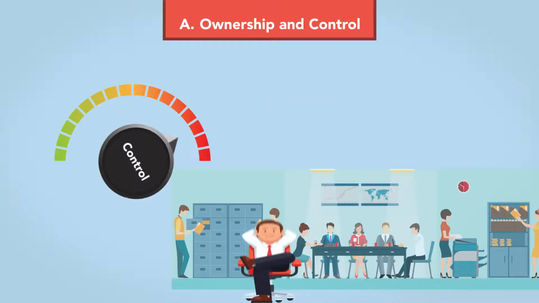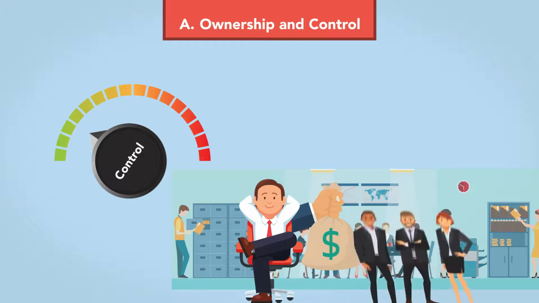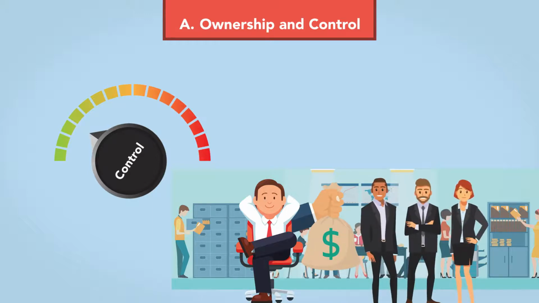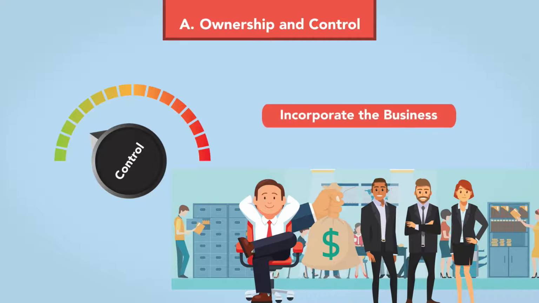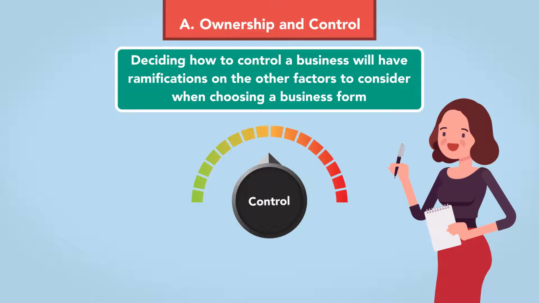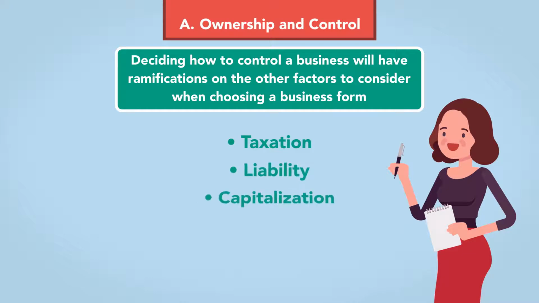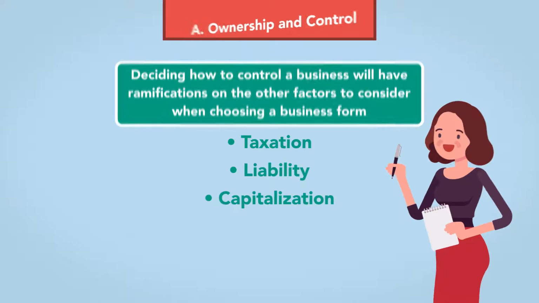Another owner, however, may seek a more passive role and may want to merely invest in a business while allowing others to direct daily operations. In that case, she will likely incorporate her business. Deciding how to control a business will have ramifications on the other factors to consider when choosing a business form, such as taxation, liability, and capitalization.